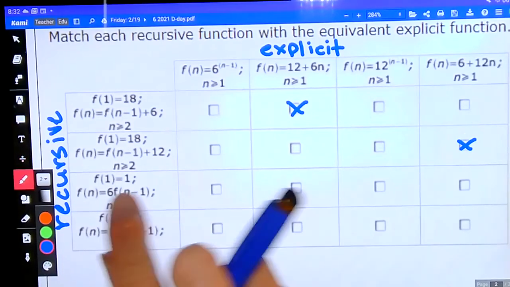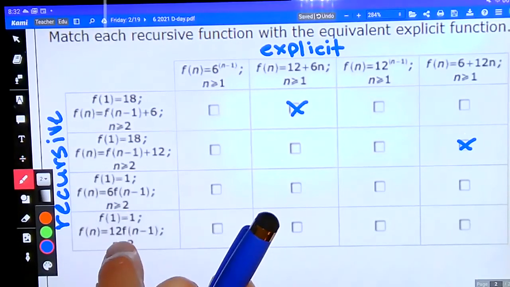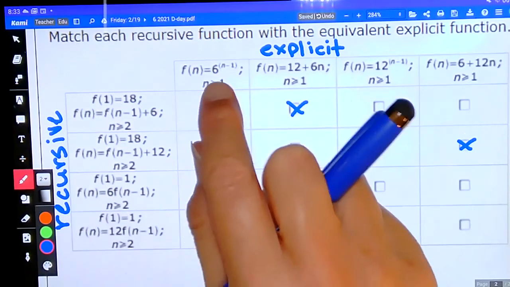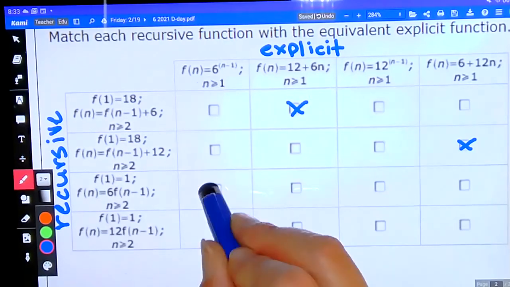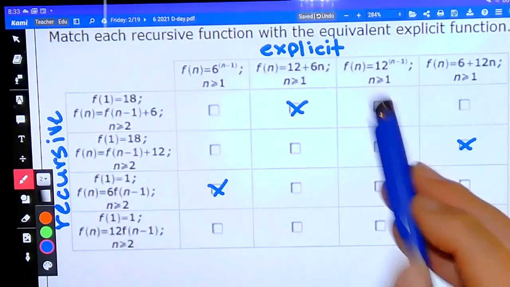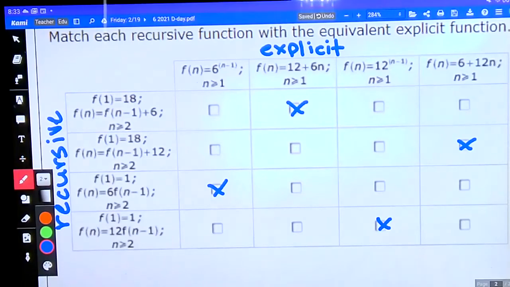Now this one here, we're timesing by 6. This one here, we're timesing by 12. So here, this is 6 to a power. This one here is 12 to a power. So this one is multiplying by 6, and this one is multiplying by 12. That's what they want.